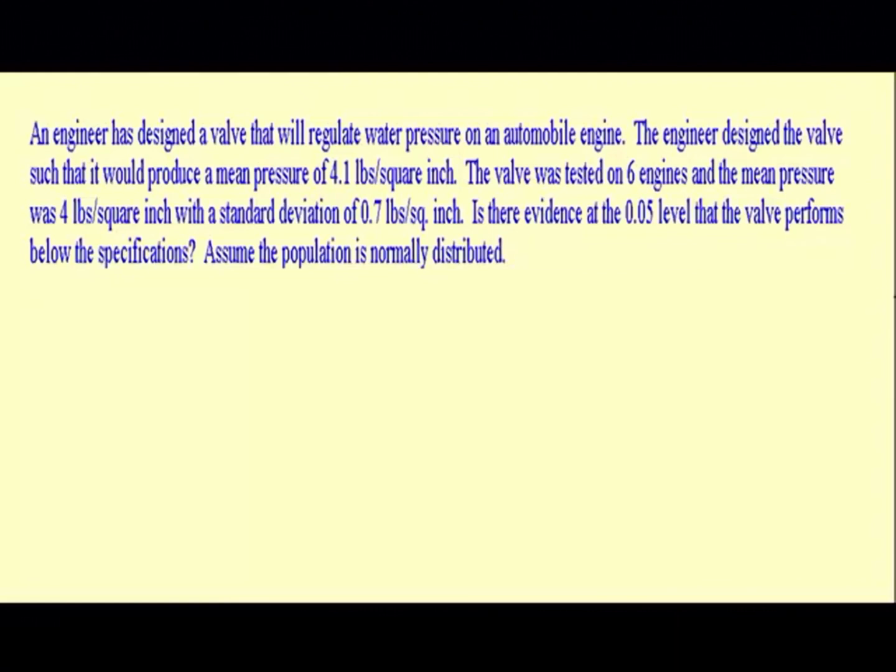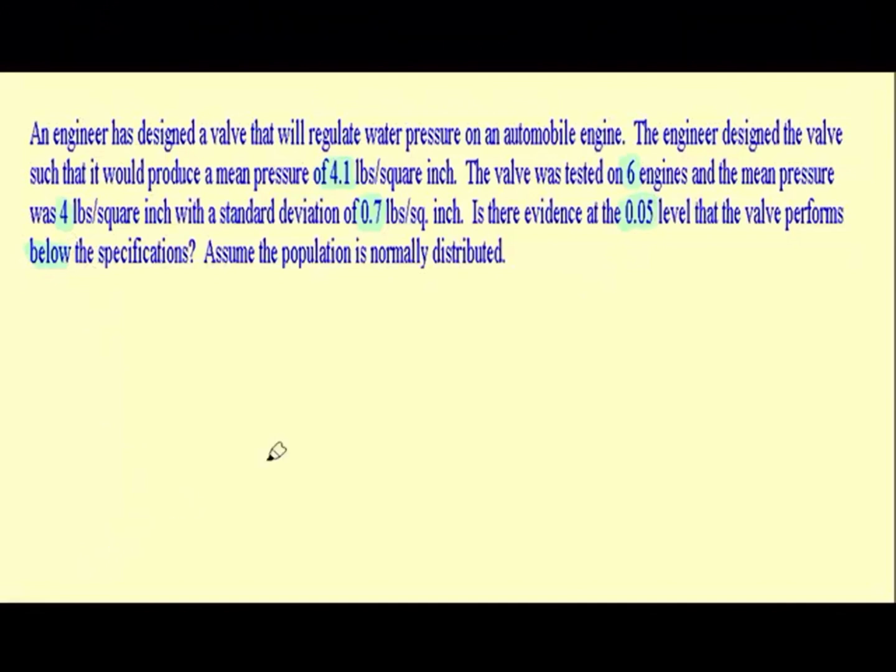An engineer has designed a valve that will regulate water pressure on an automobile engine. The engineer designed the valve such that it would produce a mean pressure of 4.1 pounds per square inch. Valve was tested on 6 engines, small sample. Mean pressure was 4 pounds for that sample. Standard deviation of 0.7 for the sample. Is there evidence at the 0.05 level that the valve performs below specifications?